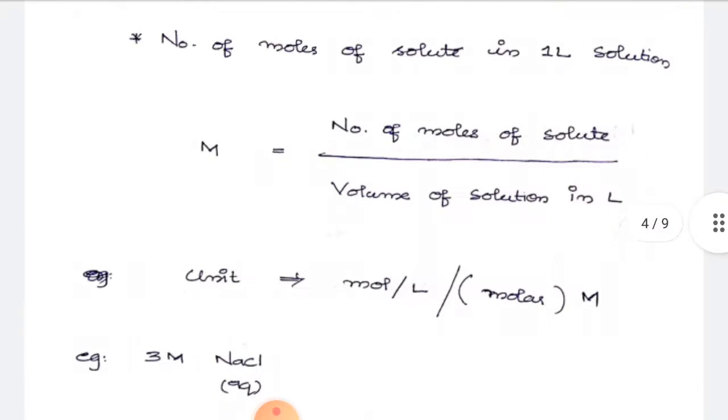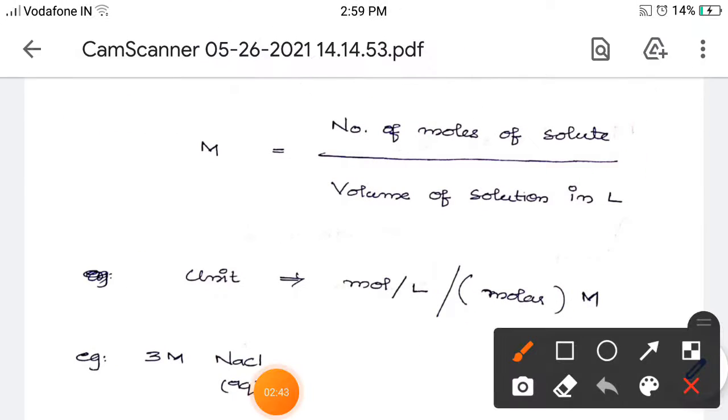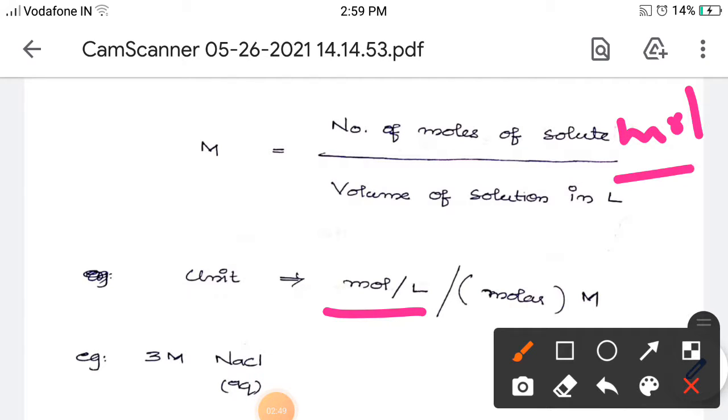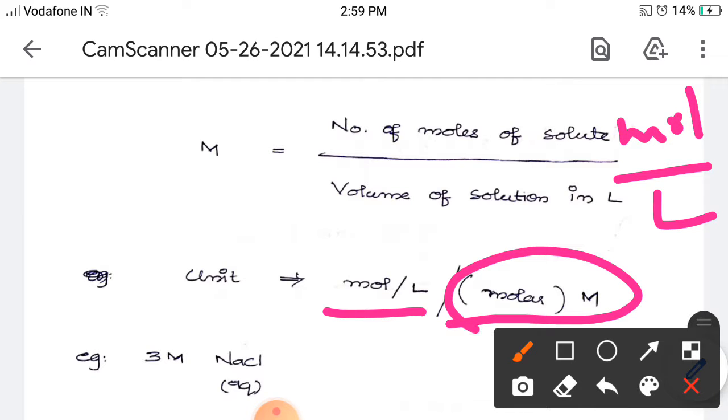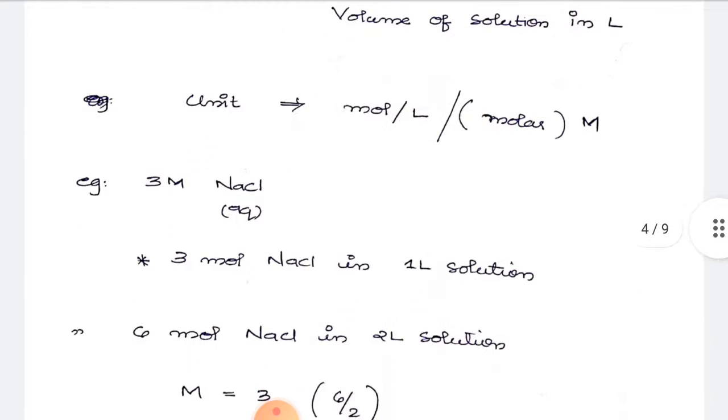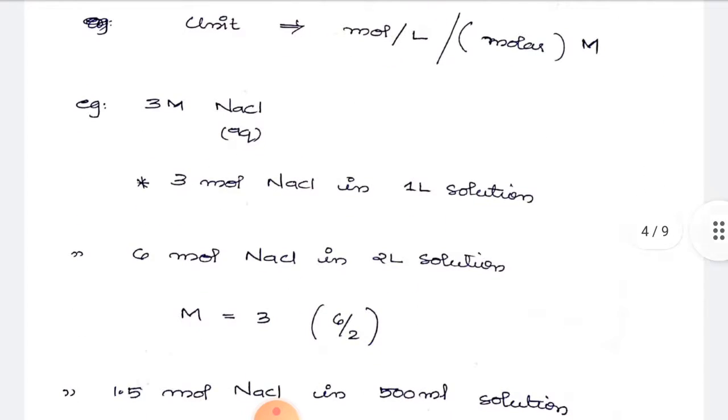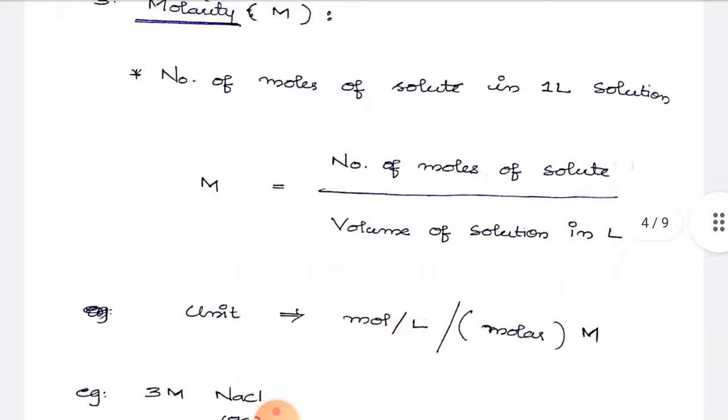Let us discuss the unit of molarity. Mole per liter, or molar. Now, for example, we can calculate this molarity by two methods: by the conceptual method, using the concept of molarity, and also by using this formula.